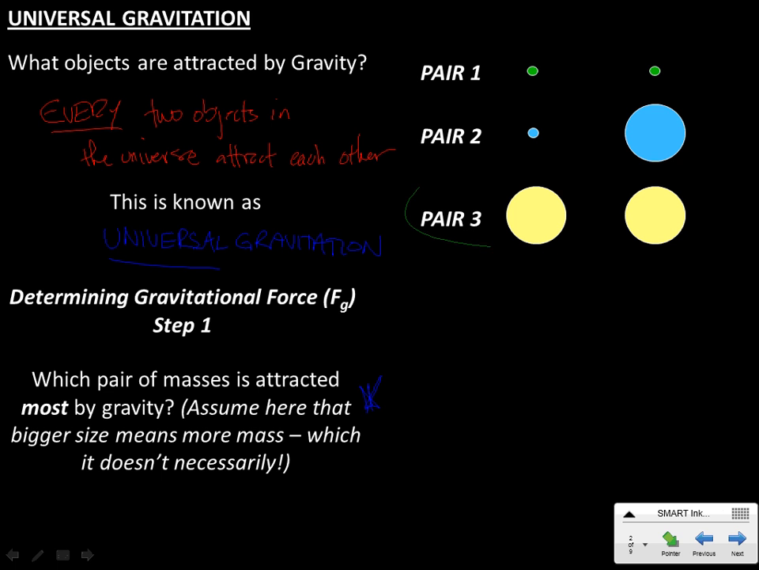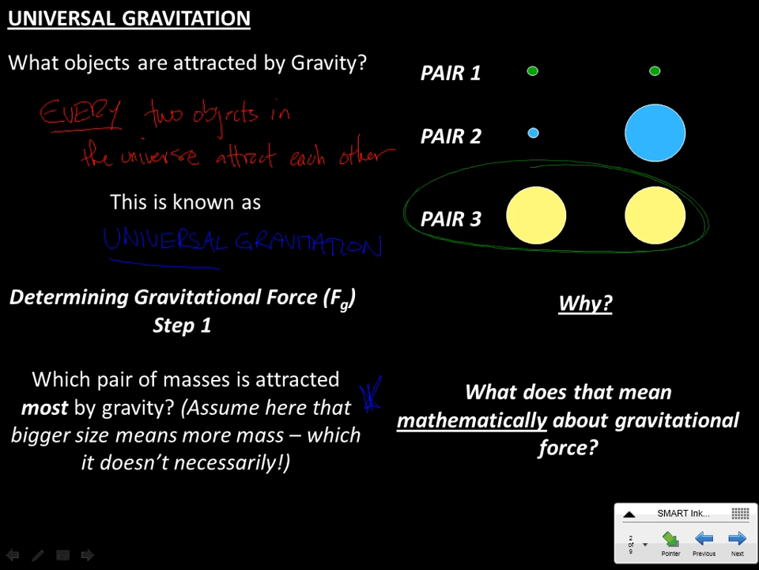It is pair 3. Pair 3 feels the largest gravitational attraction. And why is that? Well, the deal here is more total mass, more gravitational force.